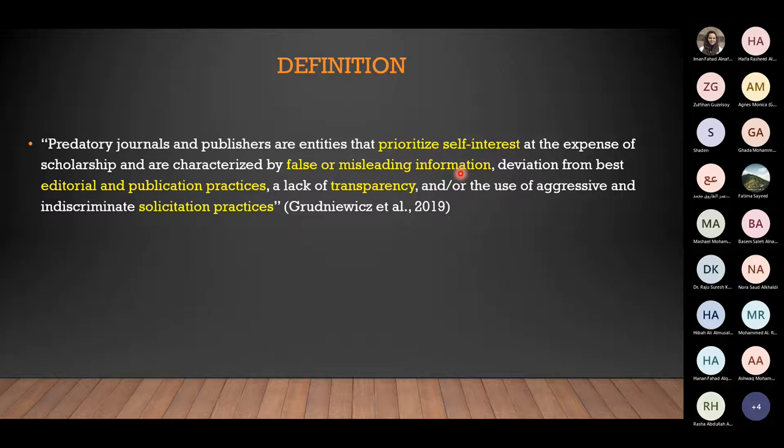They will say, oh, we are indexed in this and we are indexed in that, or in reality, they may not. Deviation from best editorial and publication practices, which means really peer review. There is no rigorous peer review. Lack of transparency. They say we have peer review, but we don't, so it's misleading. And the use of aggressive and indiscriminate solicitation practices, like the email we saw in the previous slide. They send it to many people at once. So these are major characteristics of predatory publishers.